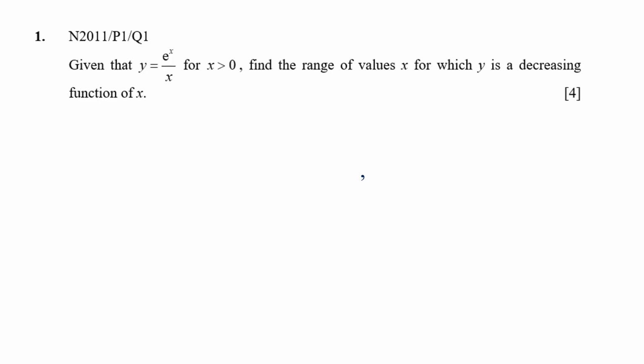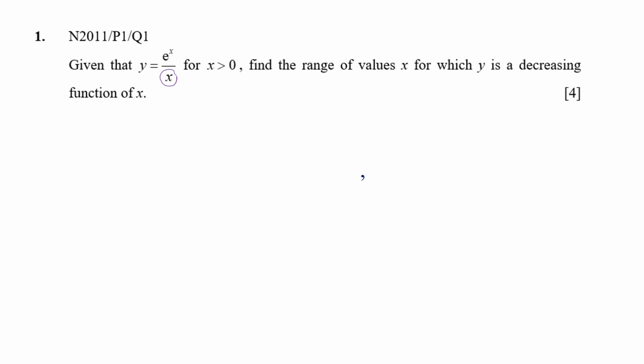The first question, we're given y equals e to the power of x over x, and x more than 0. Right, it kind of makes sense to have x more than 0 because if x is equal to 0, you can't have something divided by 0, which is undefined. And in this case, of course, x can be negative, but in these questions, they would rather have x more than 0. All right, so find the range of values of x for which y is a decreasing function of x.